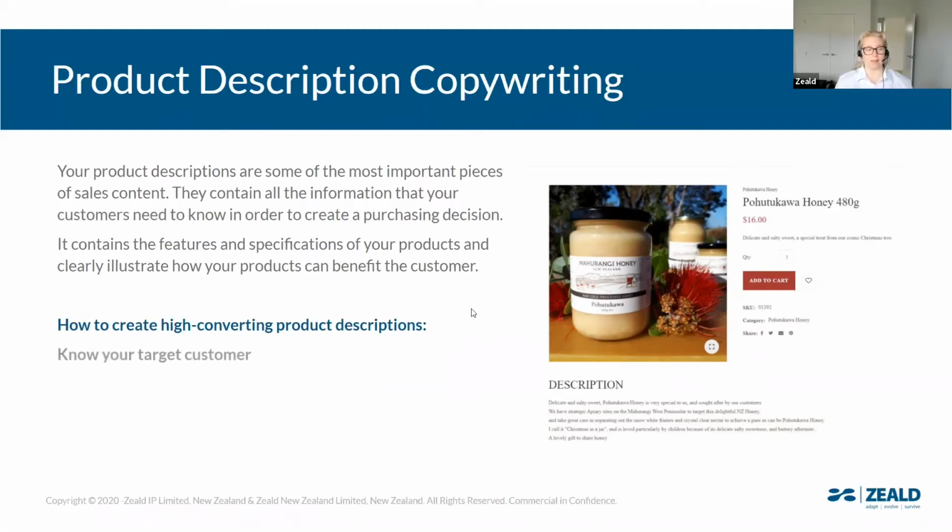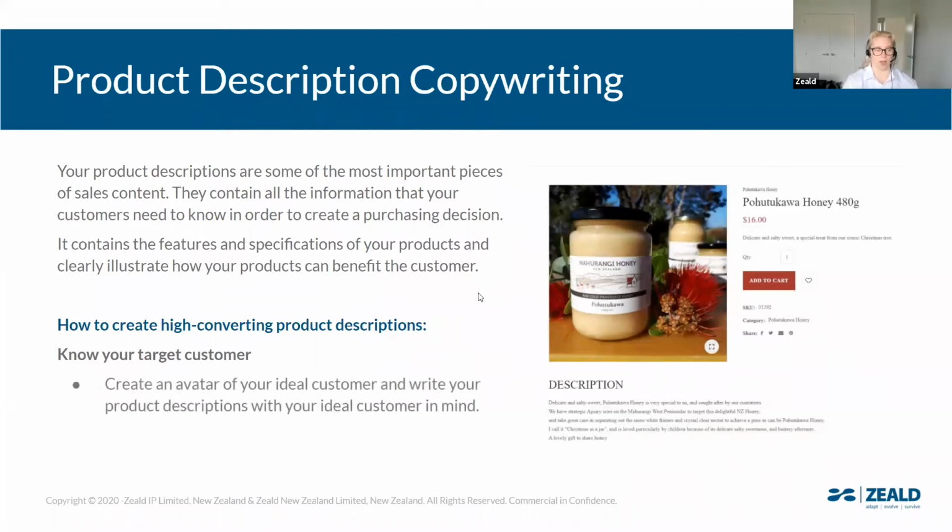So, how do you create high converting product descriptions? Well, the first step is knowing your target customer. If you're selling baby clothes, there's no point trying to target people who don't have children or aren't interested in children. You need to know your customer, because that's where your content needs to be targeted.